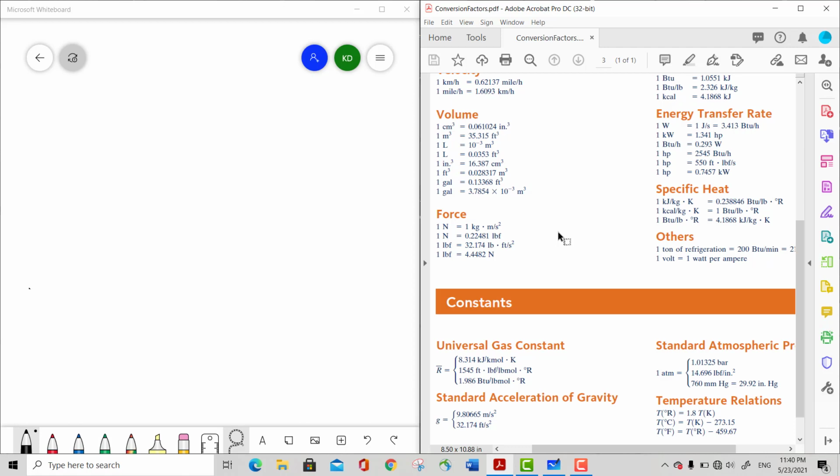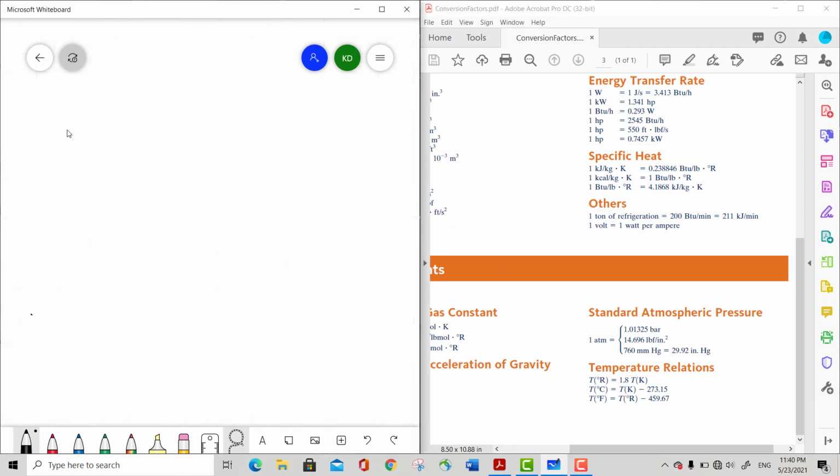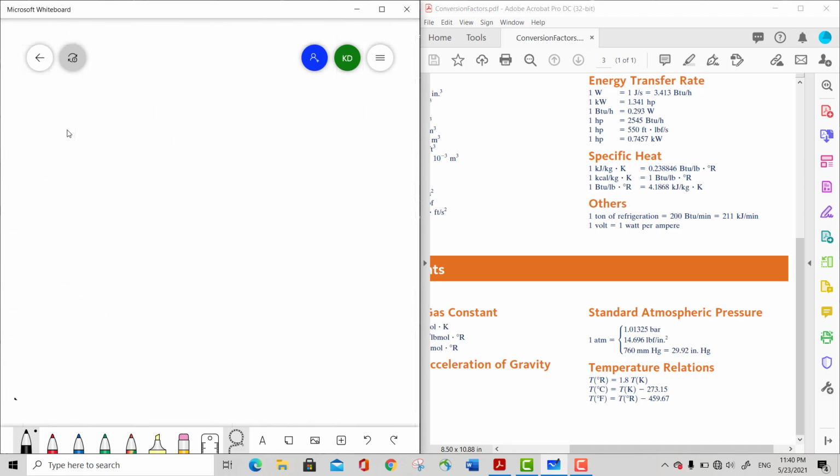So let's start with this temperature relations here. And let's start with a problem. Sorry, guys, my pen is having some issues. Okay, so if we're given a temperature of 122 degrees Fahrenheit and we need degrees Celsius and Kelvin.